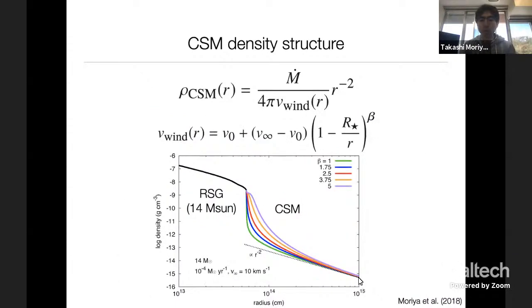So within 10 to the 15 centimeter, if we just put a constant wind, then we get this line. This is the case of 10 to the minus 4 solar mass per year. But there will be a huge jump in between. And of course, at the surface of the red supergiant, the wind velocity should be close to 0, and then the wind should gradually accelerate. So we took several formulas for the wind acceleration. This is also an uncertainty related to the uncertain mass loss mechanism of red supergiants. But we took several possible density structures and put this kind of structure on top of the red supergiant progenitor, and then let it explode and see what happens to the light curve.